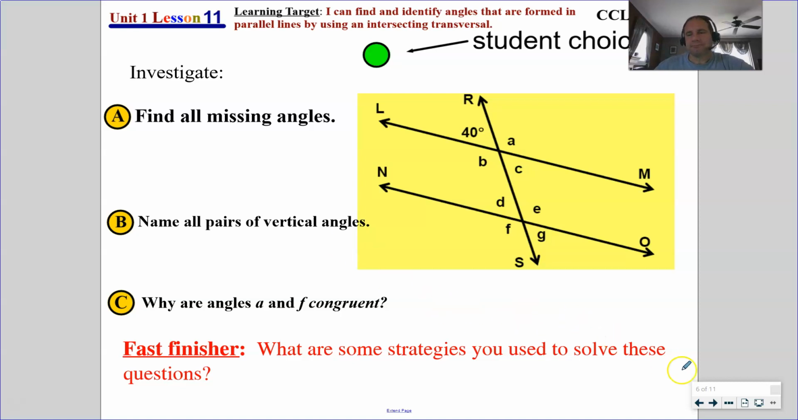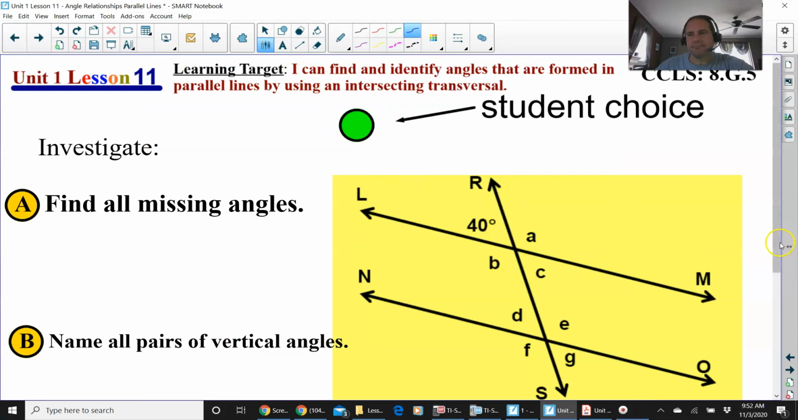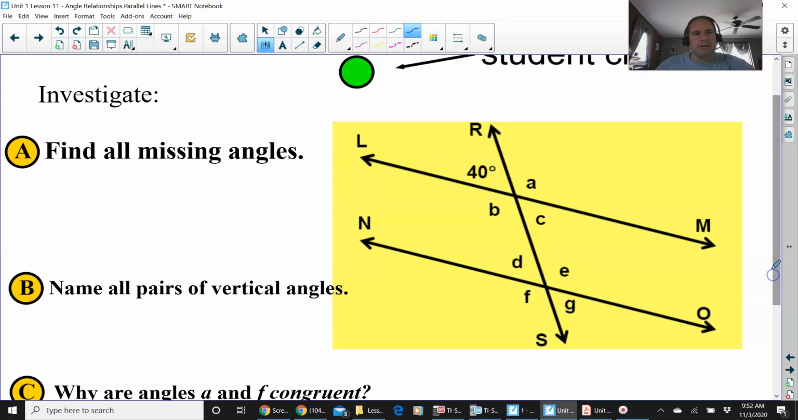So, taking a look at this question, it says find all the missing angles. So I'm going to circle 40 degrees. And I'm going to do something called a crisscross. And it's just like what we did in the street question. Just crisscross to C, crisscross to D, and then crisscross to G.